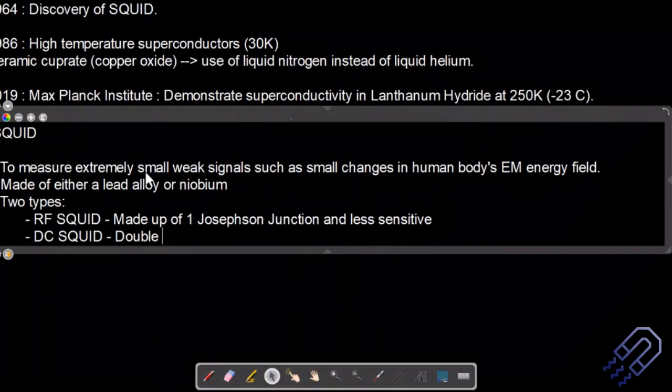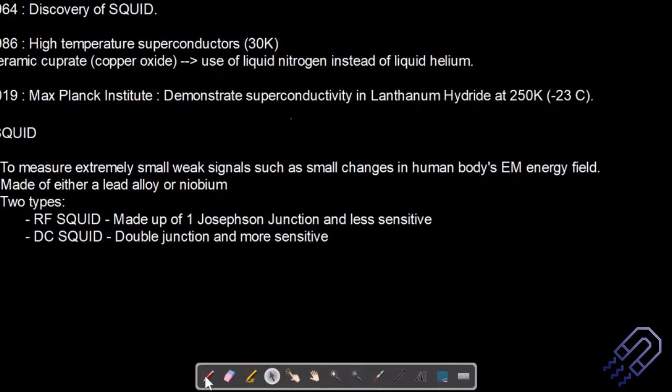It's basically a double junction, and more sensitive. This double junction plays the role of the quantum effect. So what happens usually in a double junction, let me give you a brief. You have a current which is I, and let's say you have designed two junctions of a superconductor. So let's say we have this, and you have divided the superconductor into two parts. Let's say this is one junction.